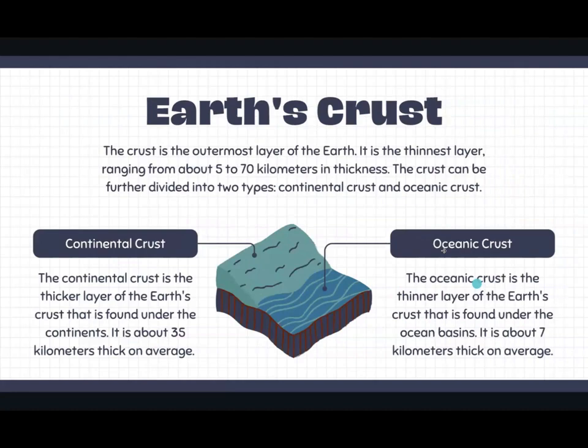So first we have the crust. It's the outermost layer of the Earth. It's the thinnest layer, and the crust is divided into two types. We call the first type the continental crust. It's the thickest part of the crust, and it's found under continents. Next is the oceanic crust, which is the thinner part of the crust, and it's found under the ocean, essentially.